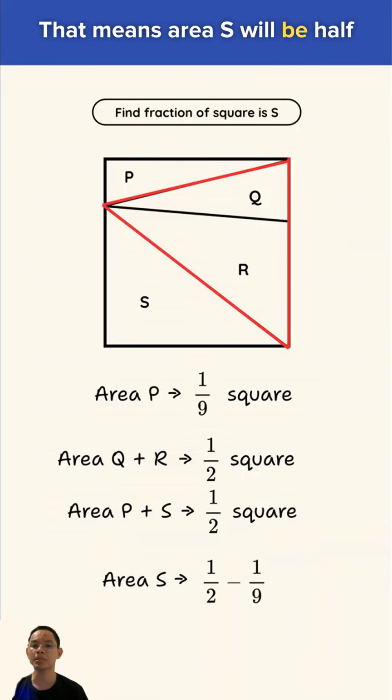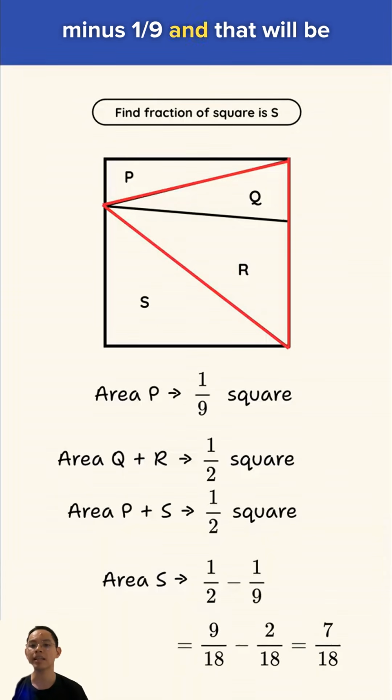That means area S will be half minus 1/9, and that will be equal to 7 out of 18. And that's how you solve this hard PSLE math question.